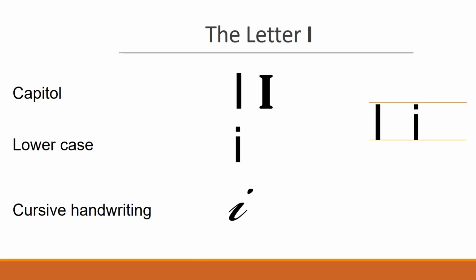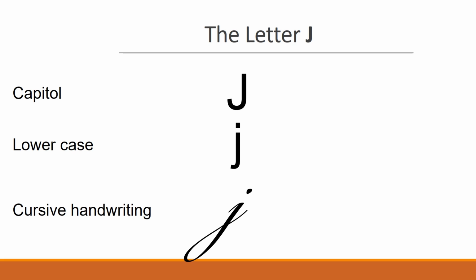The letter J. The capital letter J has a straight line with a hook. It looks almost like an umbrella handle, doesn't it? And the lowercase j is very similar, only it has a dot, just like the i. So this is our other letter that has a dot.